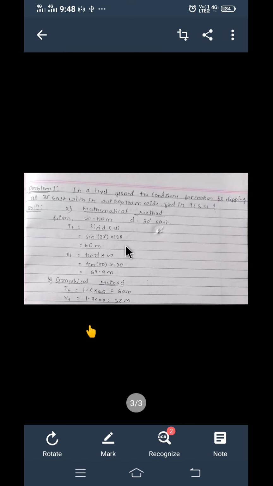Let us move on to the mathematical method. True thickness equals W into sin D. W equals 120, sin 30 degrees, so 60 meter. So your graphical answer is 60 meter and your mathematical answer is also 60 meter. Vertical thickness equals W into tan D. W is 120, tan 30, it is 69.9. As per your graphical it is 68, a slight variation. So this is about the thickness of rock beds.